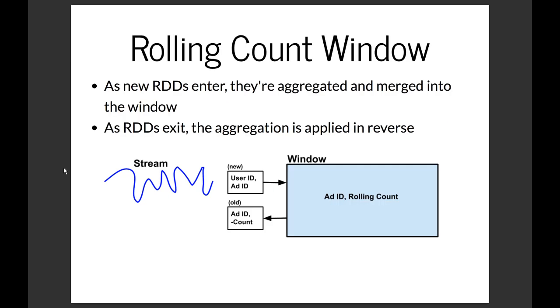So here's the way the rolling count looks, sort of up close. As the new RDD enters, it gets basically merged into the window, right? So if you imagine the window as a table where you've got an add ID column and a count column, when you bring a new RDD in, that aggregation gets updated into new counts for whatever the add is that you were shown. And also the old data rolls out. So the inverse of the operation also happens so that the window only has a finite memory.